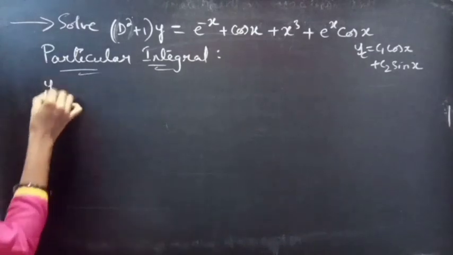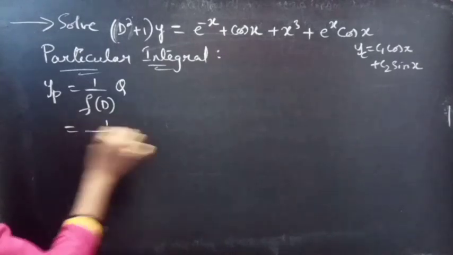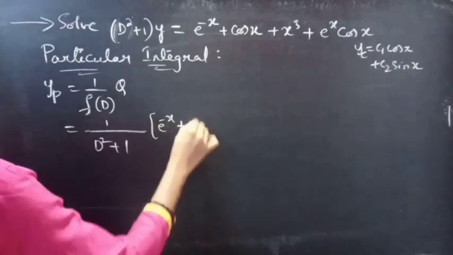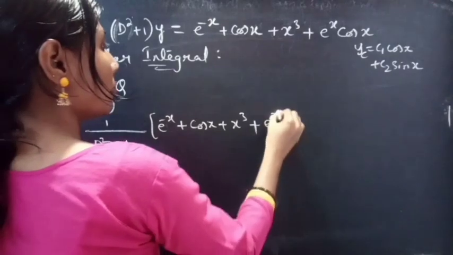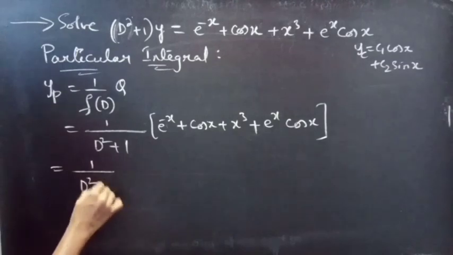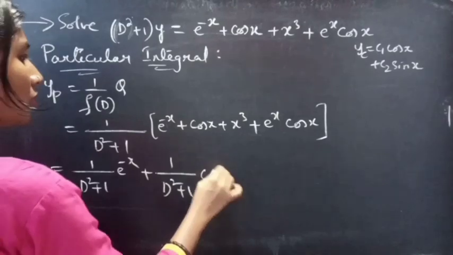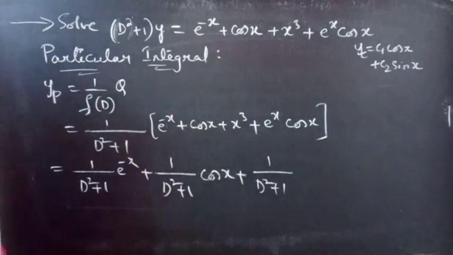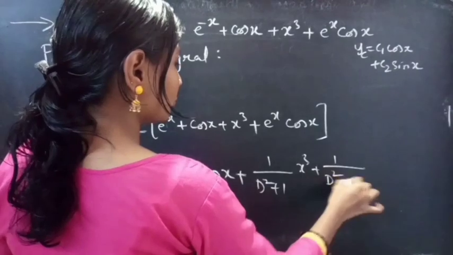We can find the particular integral using 1 by f of D into Q. We have f of D and Q, where f of D is D square plus 1 and Q is e power minus x plus cos x plus x cube plus e power x cos x. This is equal to 1 by f of D into the first term, plus 1 by f of D into the second term, plus 1 by f of D into the third term, plus 1 by f of D into the last term.